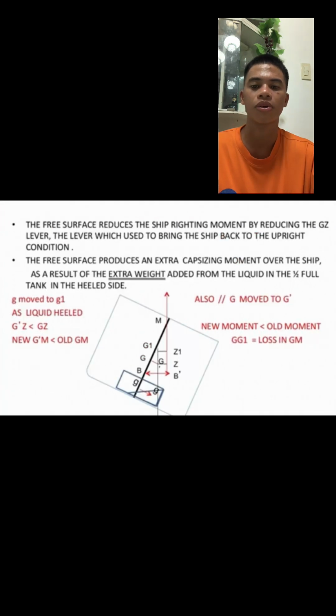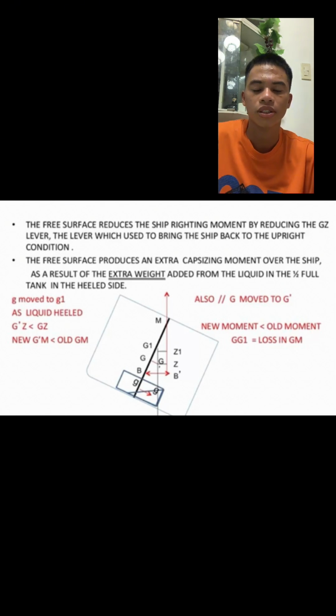The free surface reduces the ship's righting moment and reduces the GZ, which is what used to bring the ship back to the upright condition. The free surface adds an extra capsizing moment to the ship, from the extra weight of the liquid in the one half full tank on the low side. G moves to G1 as the liquid shifts.